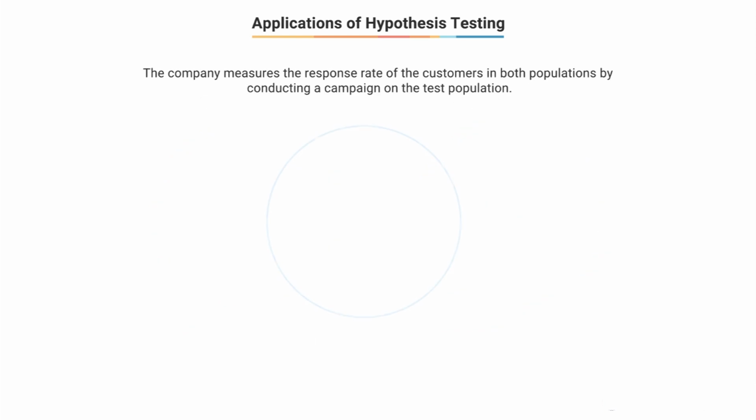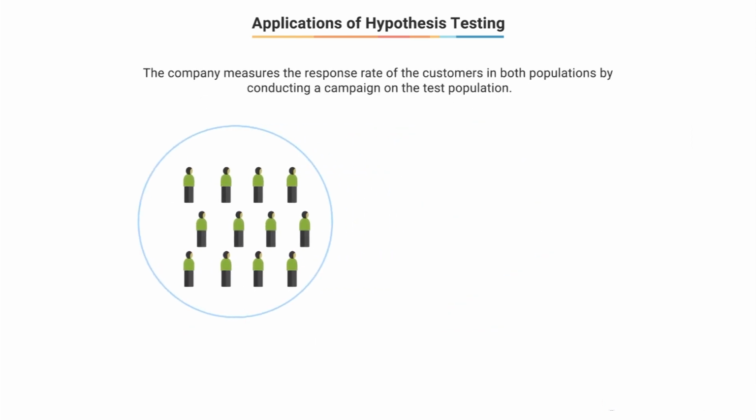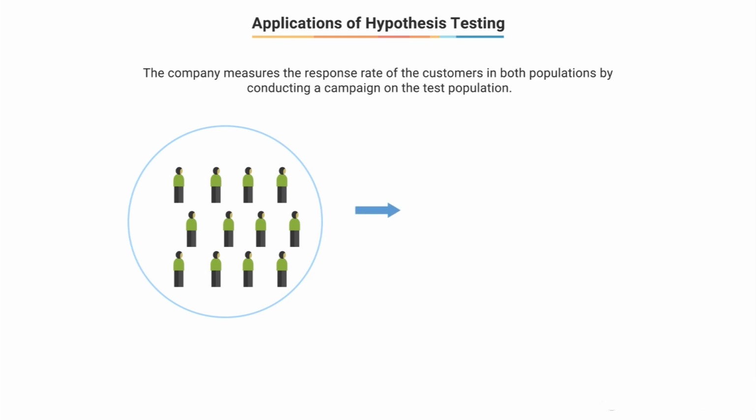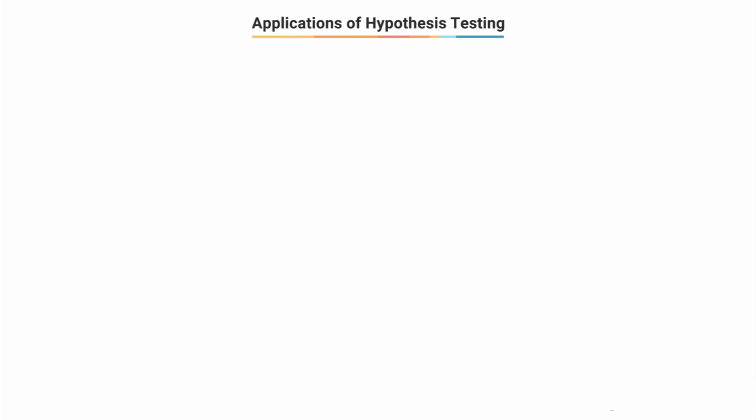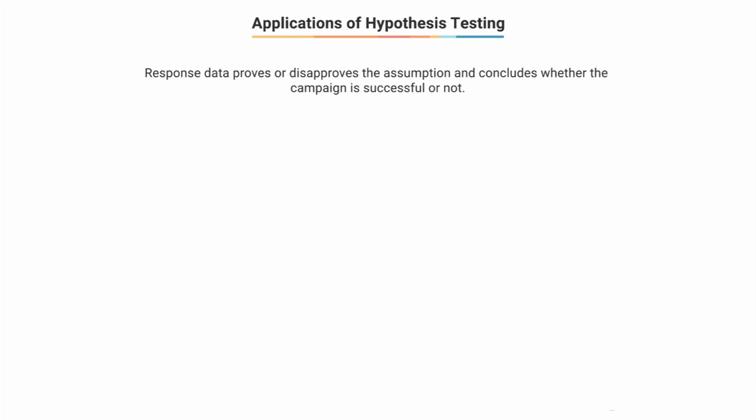So when they run the campaign on the test population and not on the control population, they measure the response rate of the customers in both populations. Now the assumption or claim in this case will be that the campaign is not successful. And using hypothesis testing, we can use this response rate data to prove or disprove this assumption and conclude if the campaign is actually successful or not.